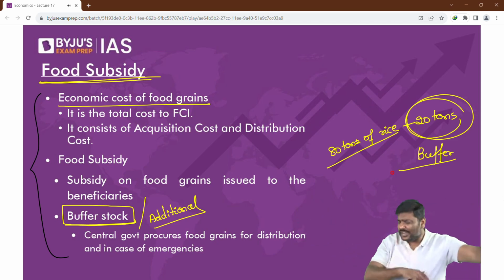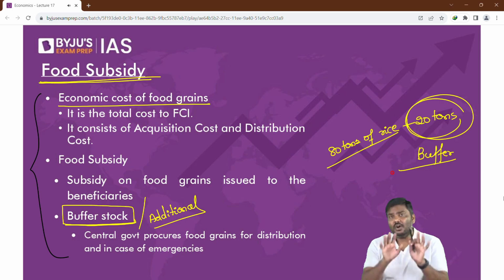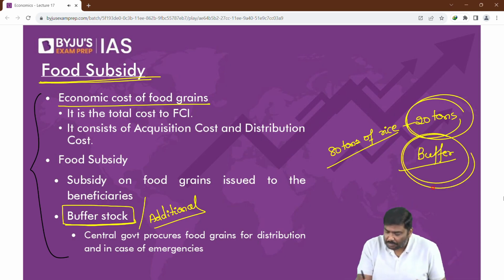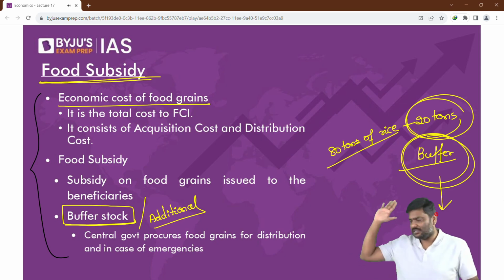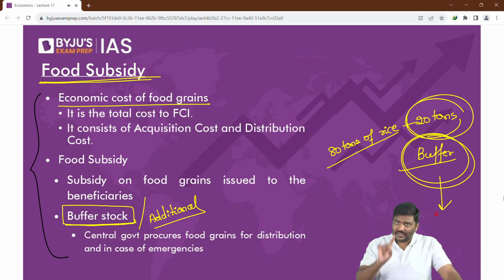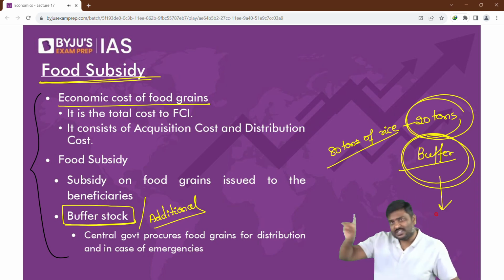You should read the newspaper precisely for this. It is happening right now. Suddenly, if there is an earthquake, excess floods, or rainfall is very low, supply will become very less. So at that point of time, the government says, I will use the buffer stock to supply to the market and reduce the prices. So understand this very carefully.